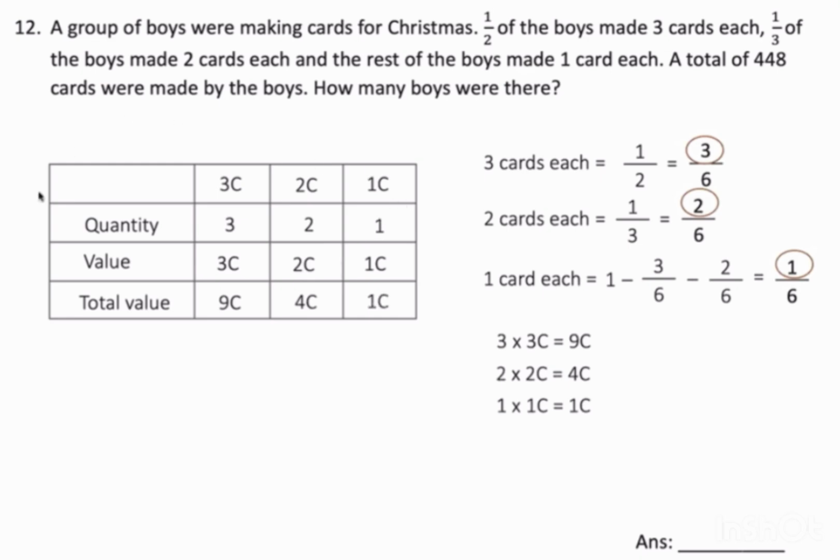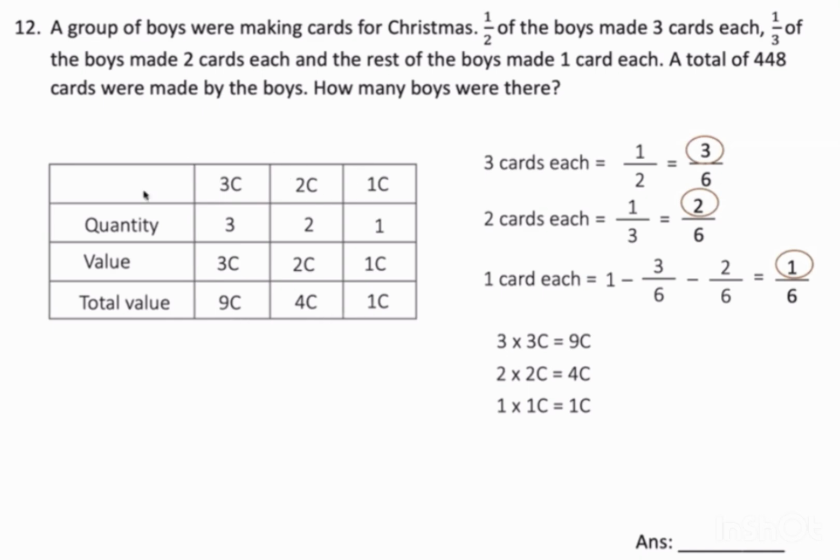So what does this table tell you? This table tells you 1 group, meaning you can imagine that the boys and the cards are organized in groups like this. In every group, there'll be 3 boys that make 3 cards each, and 2 boys that make 2 cards each, and 1 boy that makes 1 card. So in 1 group, they'll be producing 9 plus 4 plus 1 cards, 14 cards.